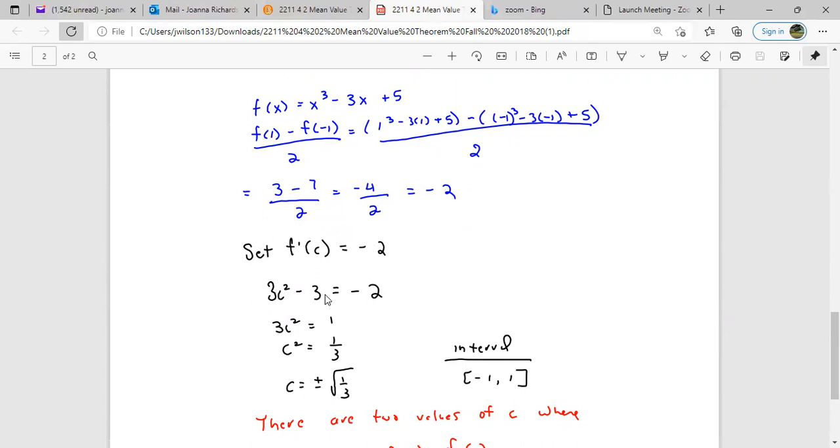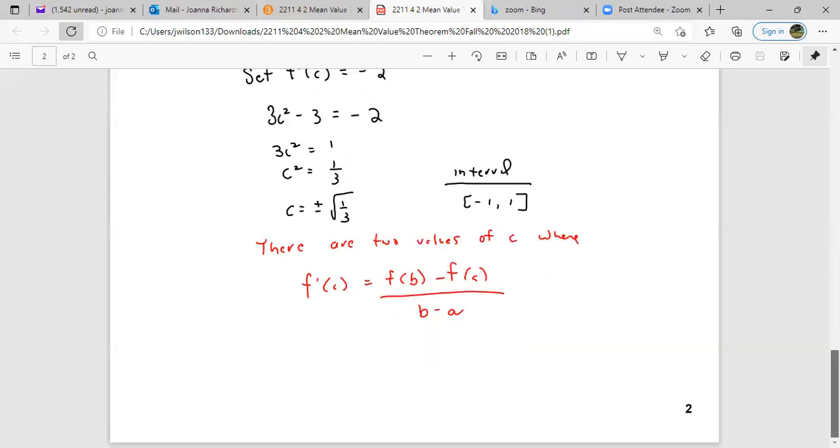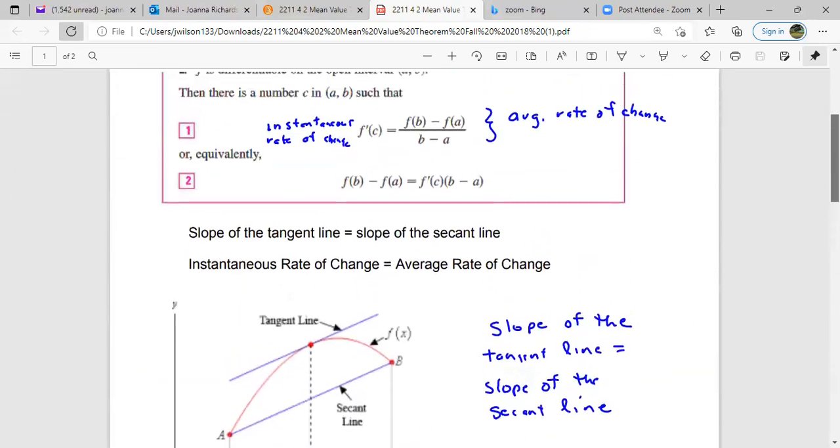So this is what we had for f'(c). I set it equal to -2, and then I solve the equation. So I add 3 to both sides, so I have 3c squared equals 1, or c squared equals 1/3. Then I use the square root property, c equals plus or minus the square root of 1/3. Both of these values are on the interval from -1 to 1. So there are two values of c where f'(c) equals (f(b) - f(a)) over (b - a). That is all there is in this section.